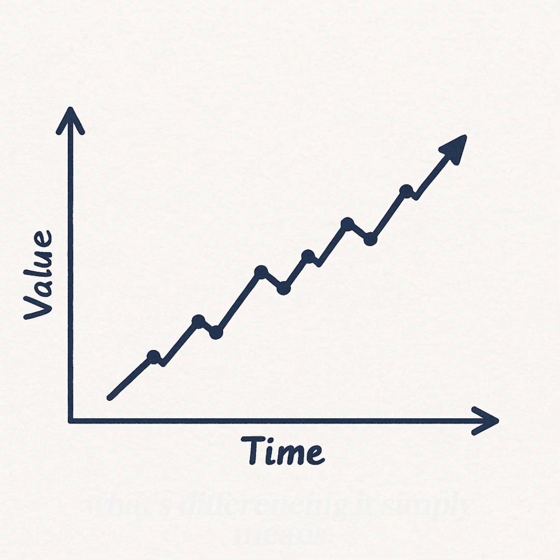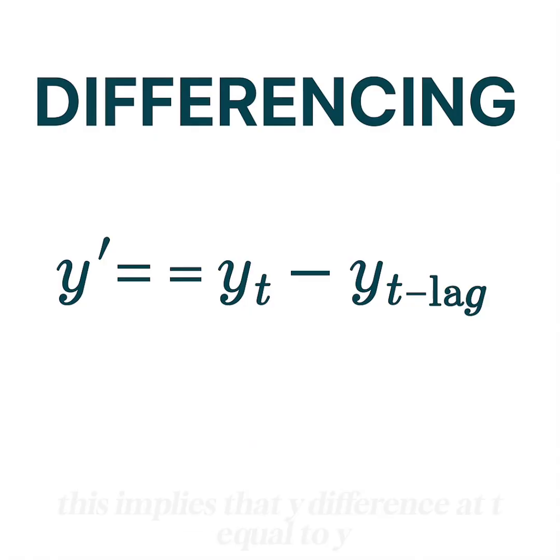What's differencing? It simply means subtracting the previous value from the current one. So instead of tracking levels, we are tracking changes, like the monthly changes or the day-to-day changes in our earlier examples for the sales going up every month or the weight loss plan. Mathematically, this implies that y_diff at t equals y at t minus y at t minus lag. Hold on, wait a minute. What's lag?